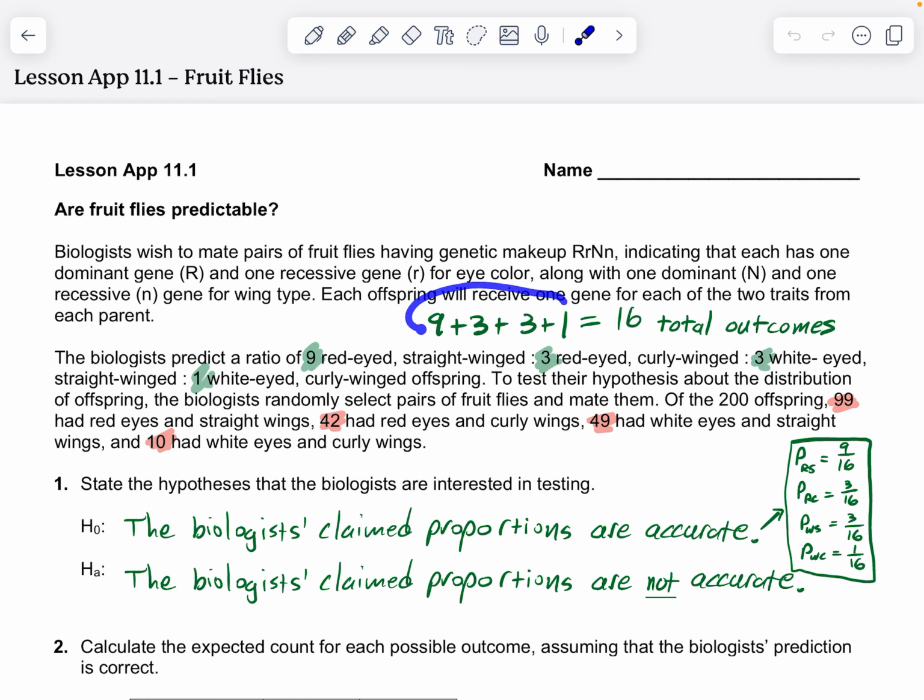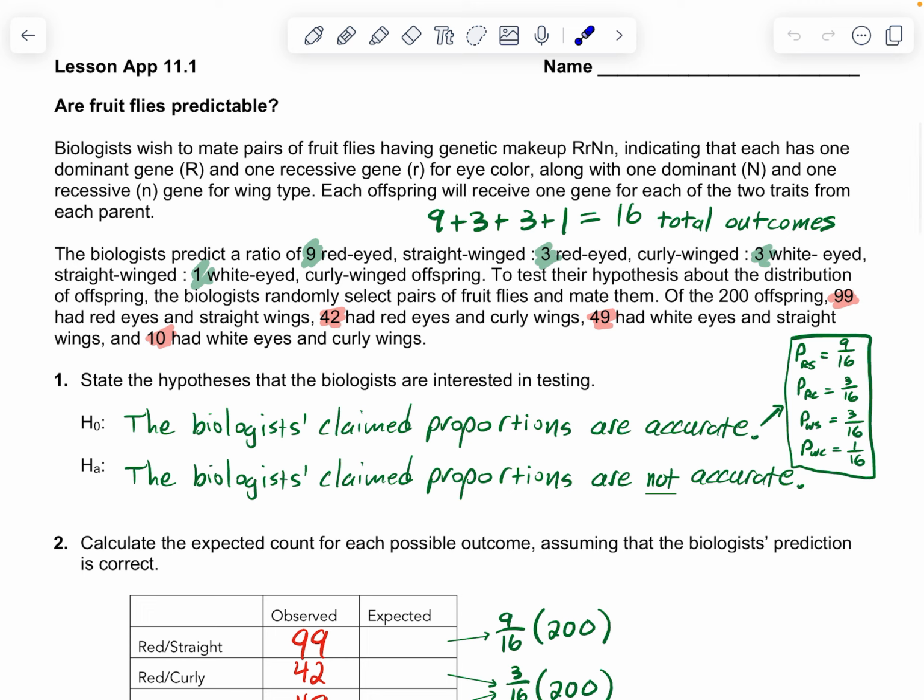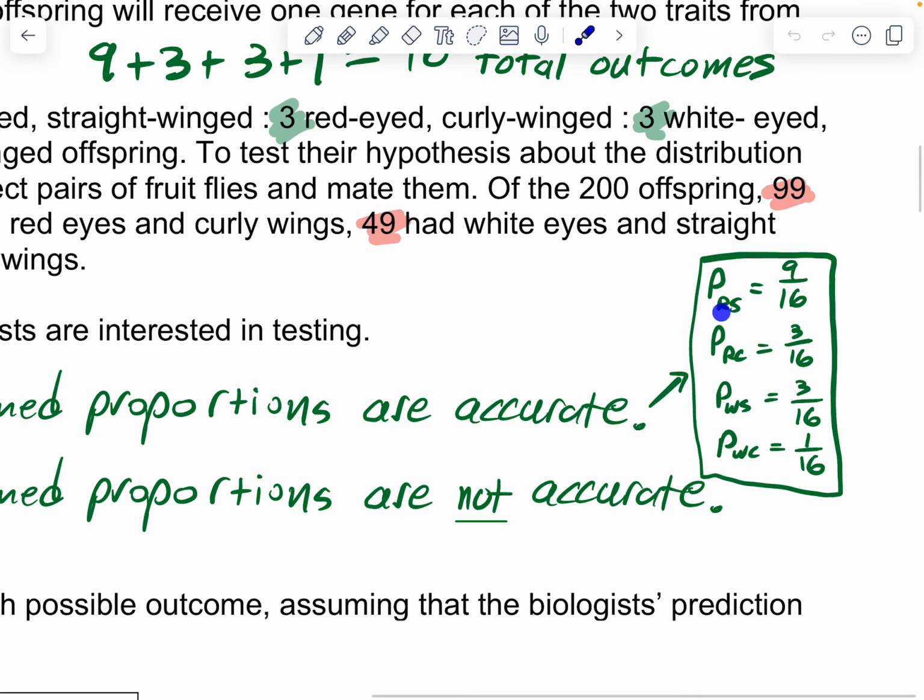So what you need to do is add up eventually that there are 16 total outcomes. Then they took a sample and they got these red values for each of those 4 categories. So the null is that the biologists' claimed ratio or proportions are correct or accurate. You could say ratios here. You can also list them all, you know, 9 of the 16, 3 of the 16 right here. And I gave subscripts like red eyes, straight wings, red eyes, curly wings, and so on all the way down.